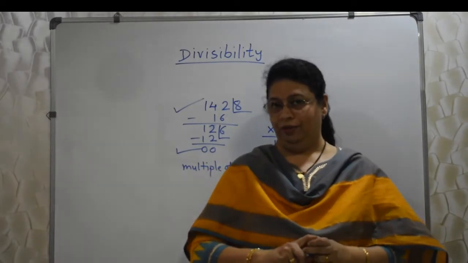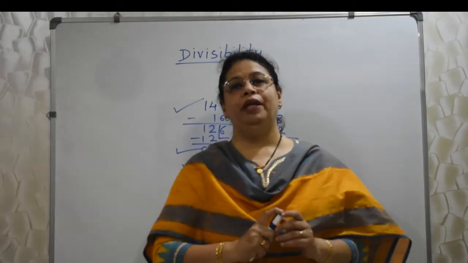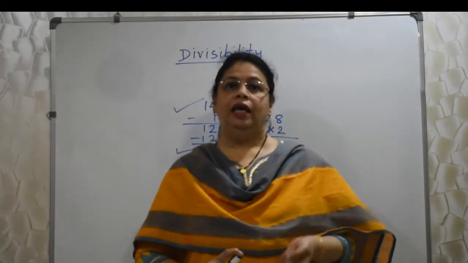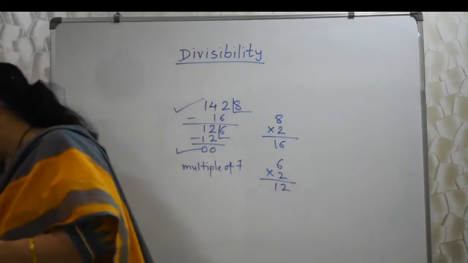Divisibility of 8. Divisibility of 8 is somewhat similar to divisibility of 4. In case of 4, we take the last 2 digits. In case of 8, we take the last 3 digits. We will take one example.